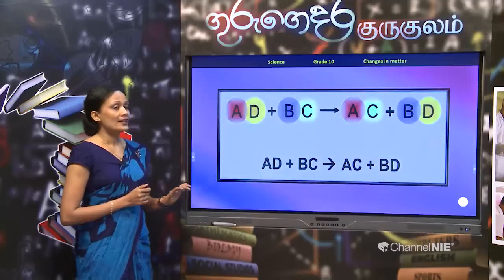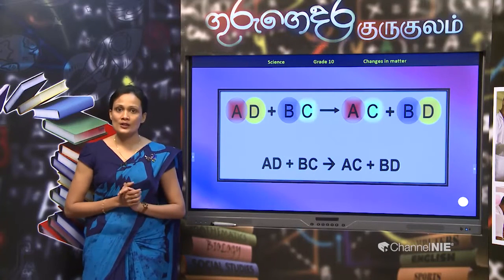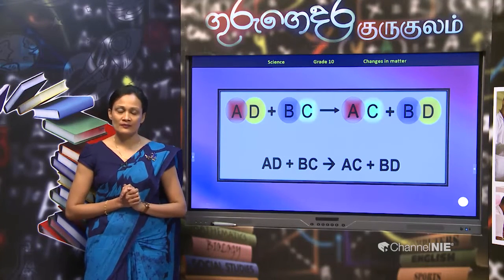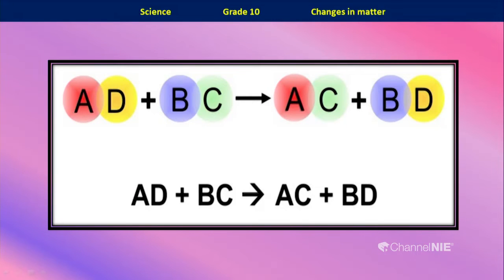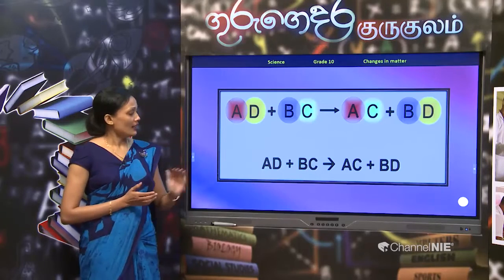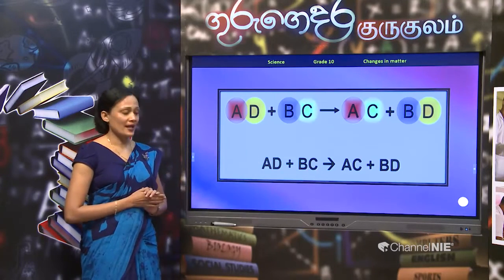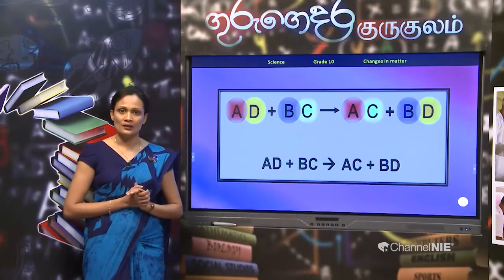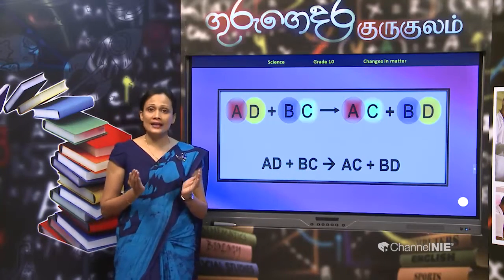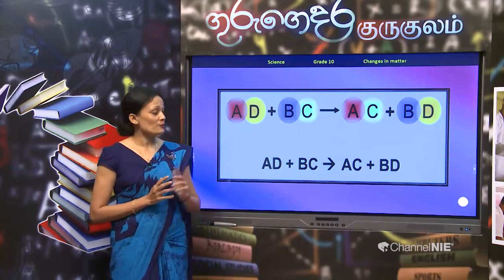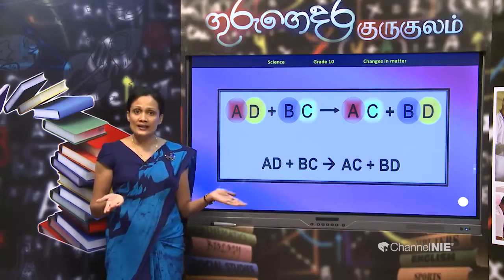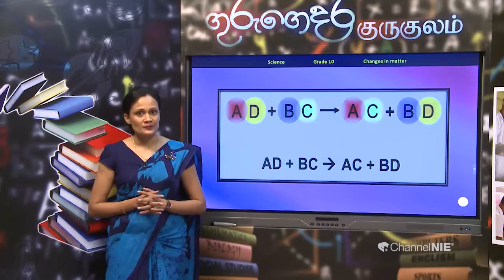Now I am going to explain the common equation for double displacement reaction. Look at this, children. AD plus BC forms AC plus BD. So here also two compounds react and two products are formed. Look at how the elements and radicals are interchanged with the symbols. So in this manner the reactions occur. Now you have an idea about the four types of chemical reactions.